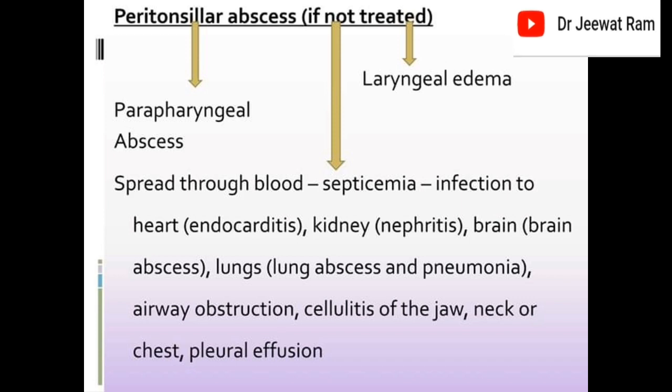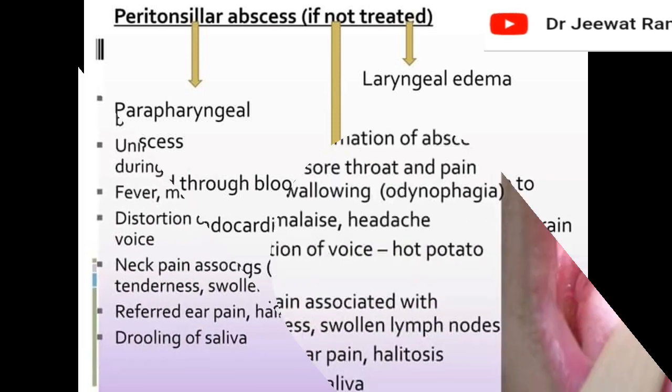Peritonsillar abscess causes laryngeal abscess, laryngeal edema. If not treated, it spreads through the blood, causes septicemia, infection to the heart, causes endocarditis, infection to the kidney, causes nephritis, infection to the brain, causes brain abscess, to the lungs, causes lung abscess and pneumonia, airway obstruction, cellulitis of the jaw, neck or chest, pleural effusion.